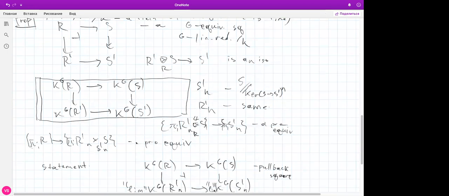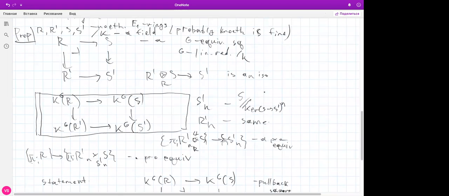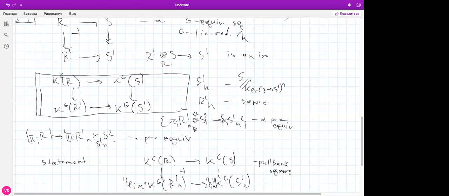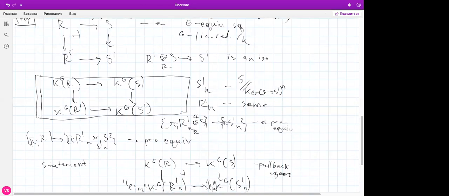Okay. Do you have any questions? Because I feel like I'm a bit messy with my writing and with organization of the statements. Do you get what the statement and what the conditions are?